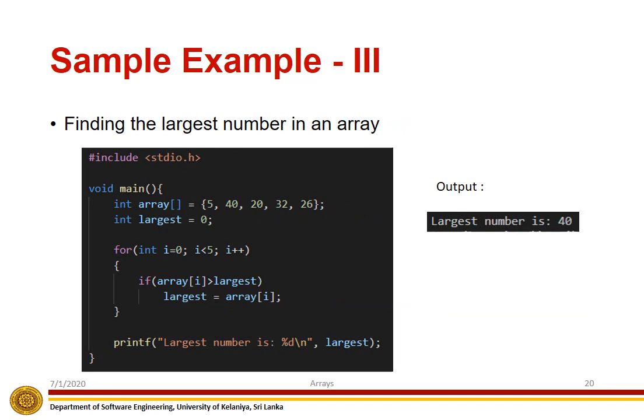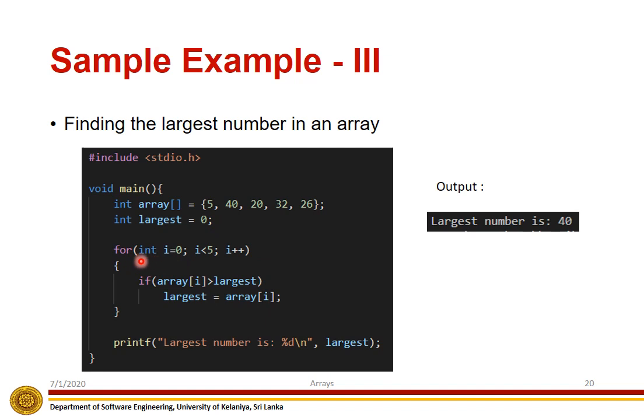This is an example for finding the largest number in an array. Here I have declared an initialized array, int array. I didn't give the array size; the array elements are 5, 40, 20, 32 and 26. There are 5 elements, so the size will automatically adjust to 5. Then another variable, int largest equals 0. We will trace this code and understand.